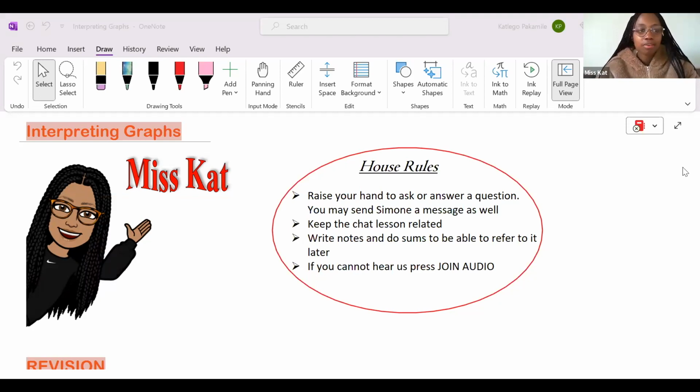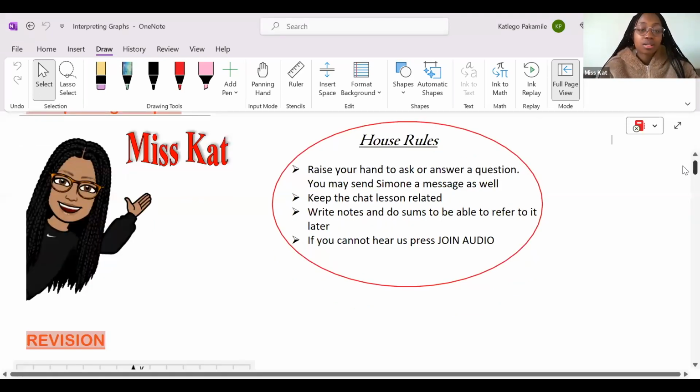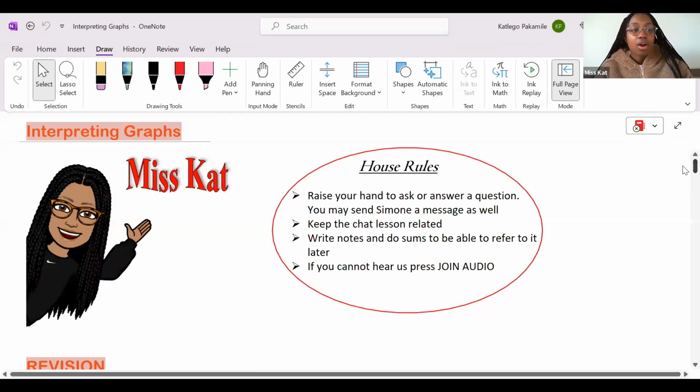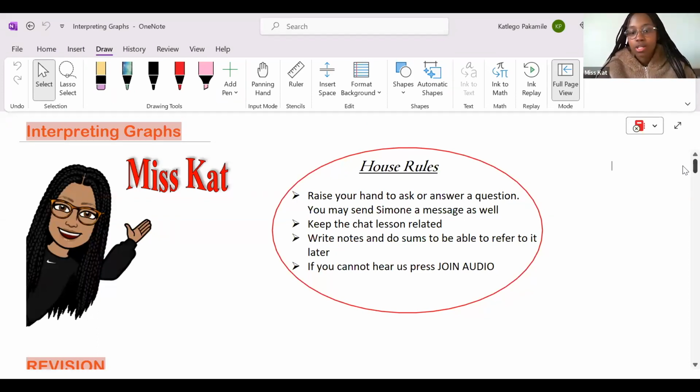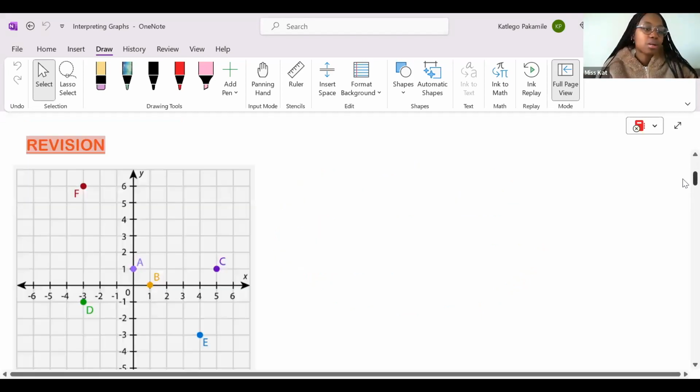So let's do a little bit of revision, obviously to do with our lesson today. We're starting with graphs, okay? The main topic is graphs, and today we'll be talking about how we interpret graphs. Okay, so let's get started. We're gonna start with revision.